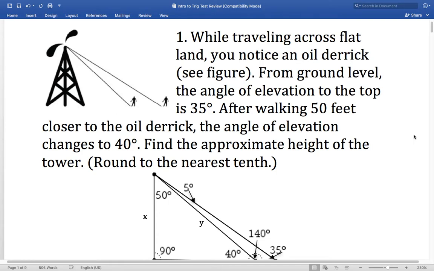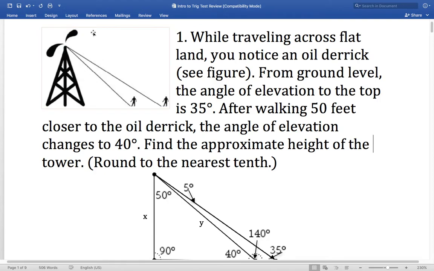The first problem has a scenario where you are walking across flat land. You notice an oil derrick, and they have a picture. From ground level, the angle of elevation to the top is 35 degrees. After walking 50 feet closer to the oil derrick, the angle of elevation changes to 40 degrees. Find the approximate height of the tower, rounded to the nearest tenth.